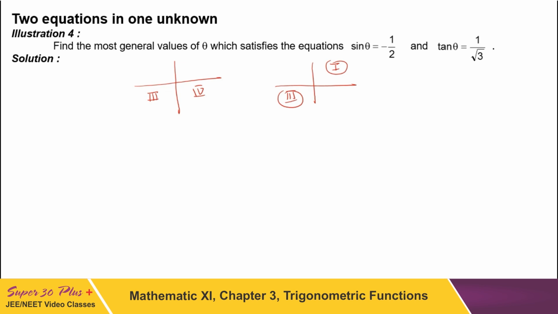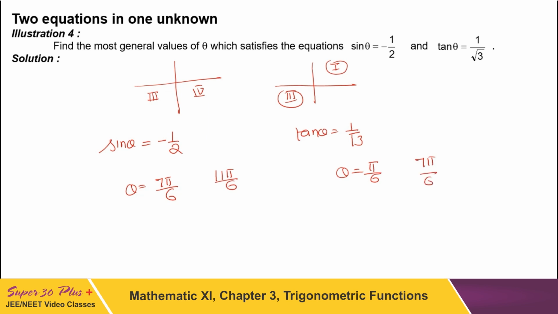Now we have to find the value of theta for which sin theta is equal to minus half and tan theta is equal to 1 by root 3. As we know, sin theta is equal to minus half, theta is equal to 7 pi by 6, which lies in the third quadrant, or 11 pi by 6, which lies in the fourth quadrant. And tan theta is equal to 1 by root 3, theta is equal to pi by 6 for the first quadrant, and theta is equal to 7 pi by 6 for the third quadrant. This is the common angle.